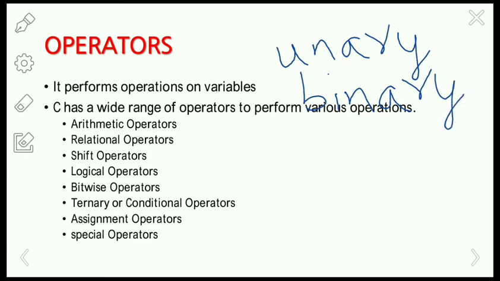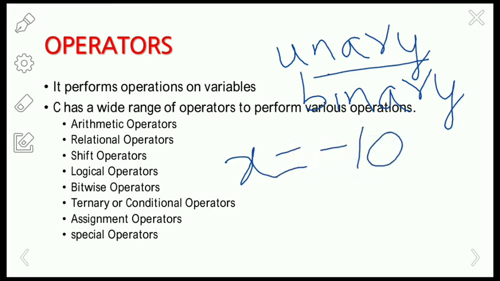Unary, as the name itself denotes, operates on a single operand. Take an example like x is equal to minus 10. Here minus 10 uses the unary operator. It denotes the negated value of 10, or the complement of 10. So here the minus is the unary operator.